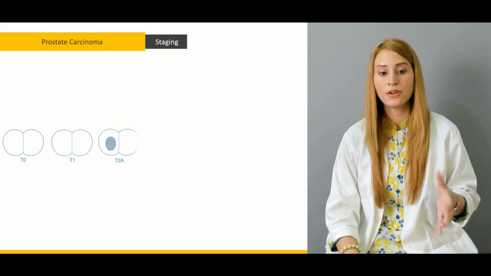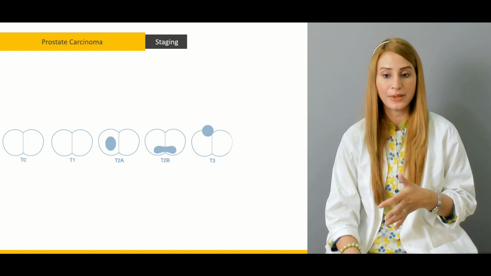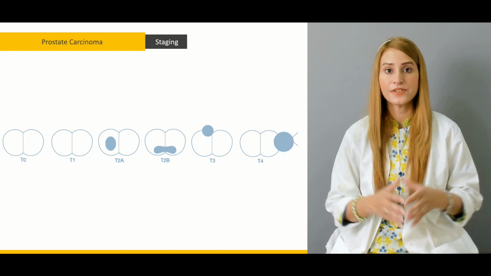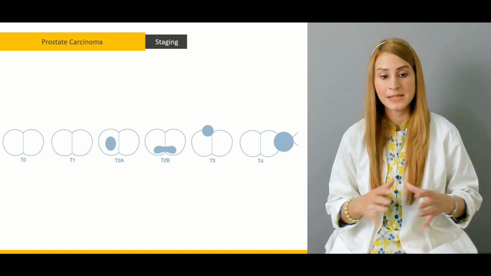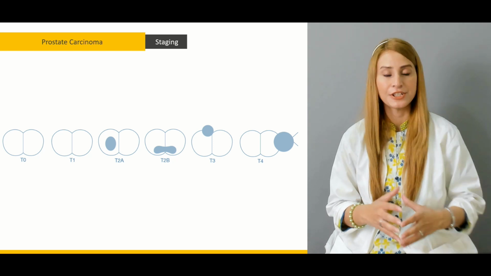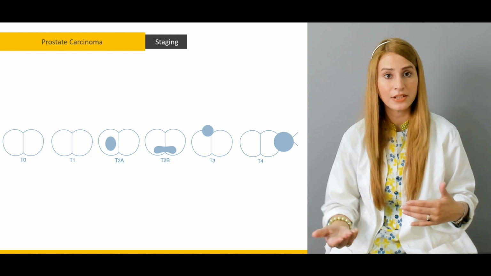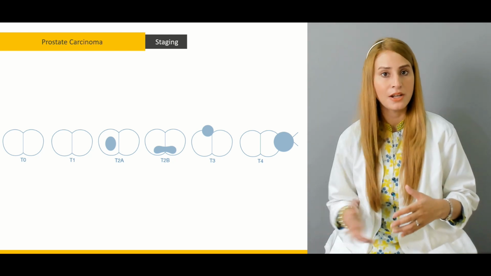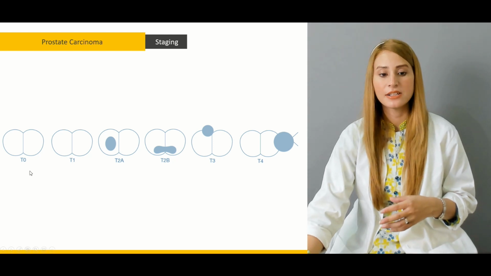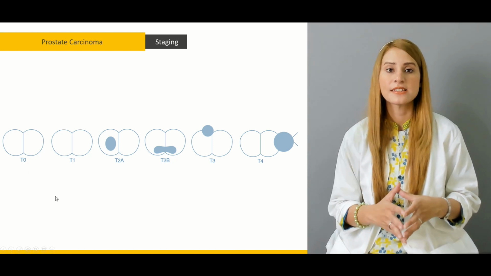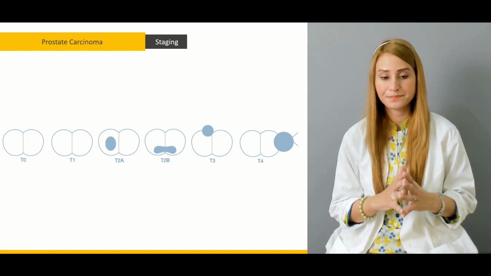So T0, T1, T2A, T2B, T3, and T4. So this is the TNM staging. We'll be discussing about this. T stands for the tumor, like it's telling about the invasion of the tumor. N is the nodal status, and M is the metastasis. So if we talk about the T0, T0 is like there's no tumor.